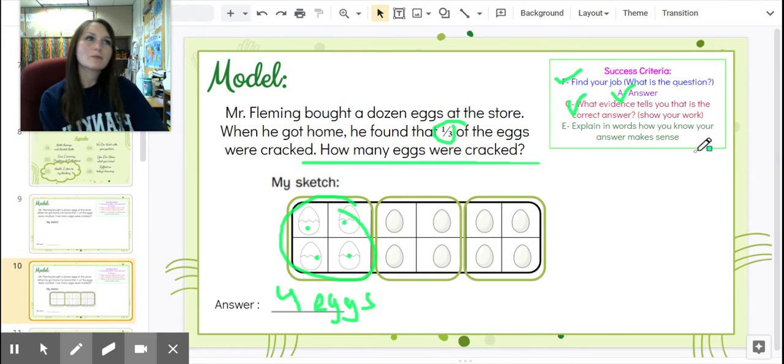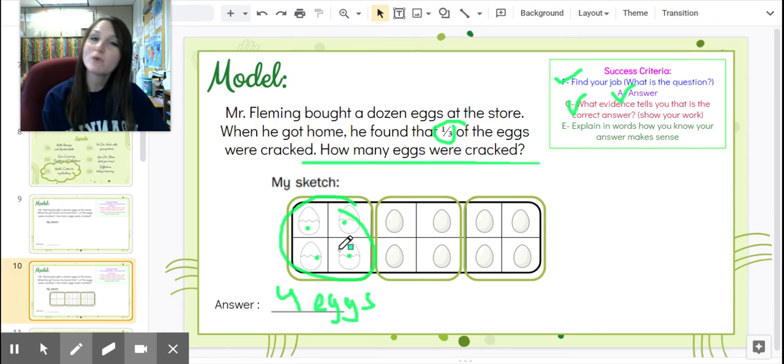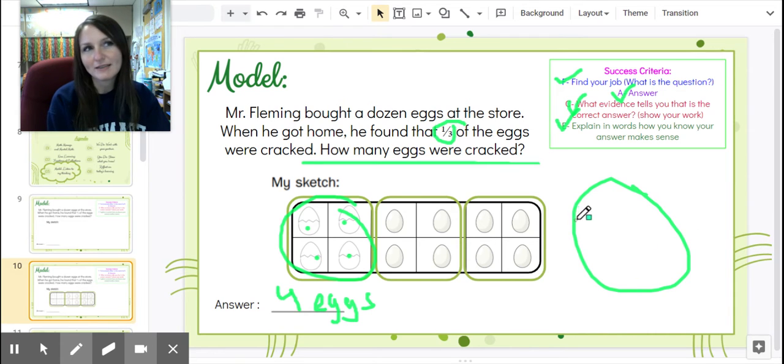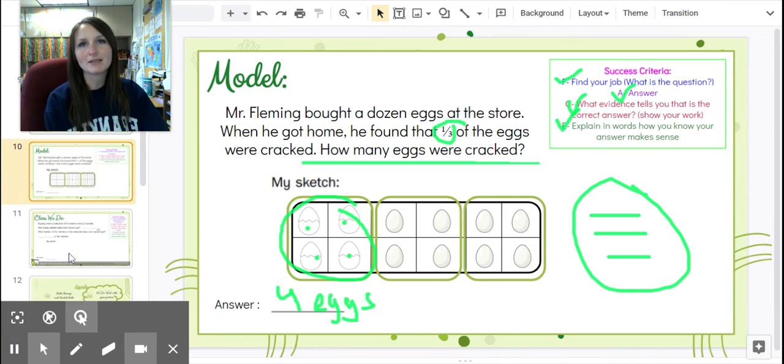And now it says explain in words. So again, this is where I could say that I drew 12 eggs. I made 3 groups. There were 4 eggs in each group. So that meant that since 1 of the 3 groups was cracked, 4 of the eggs were cracked. That's one way that you could explain your thinking here. And of course, I would write all the things I just said down here, but to save time, I'm going to let you spend time doing that.